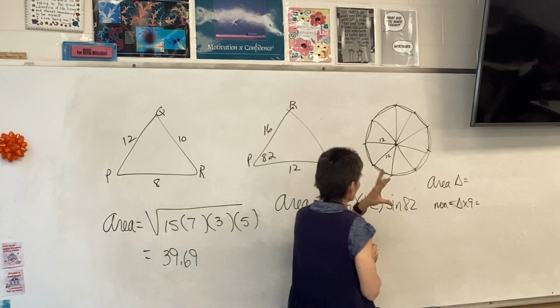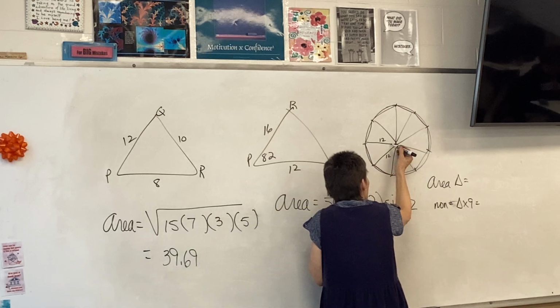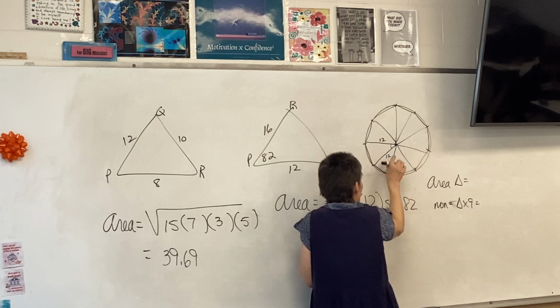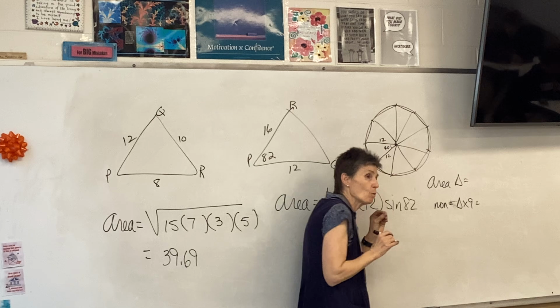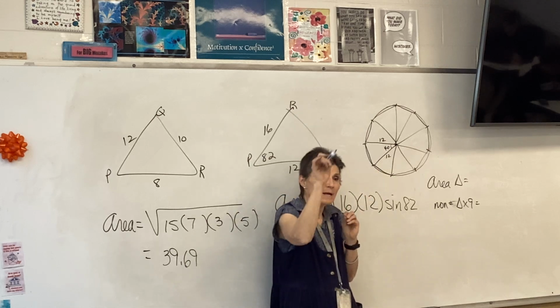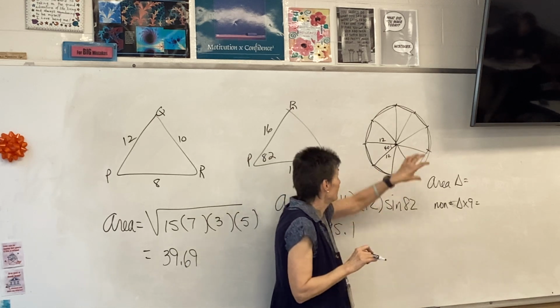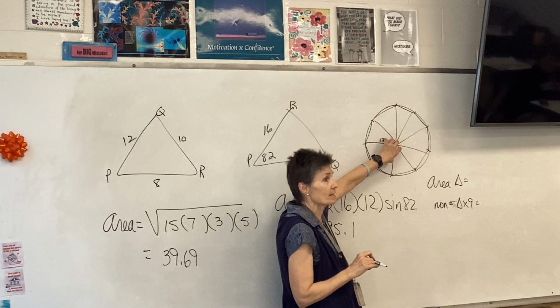Okay, so let's look at this. What do I know about this angle right here? It's 40. How do I know it's 40? 360 divided by 9. Because all the way around is 360. All these together are 360, divided by 9.